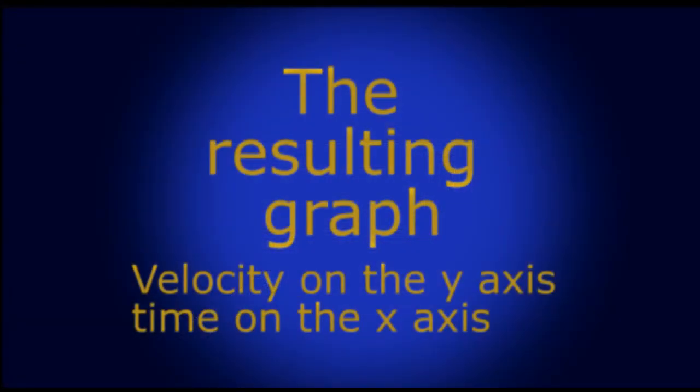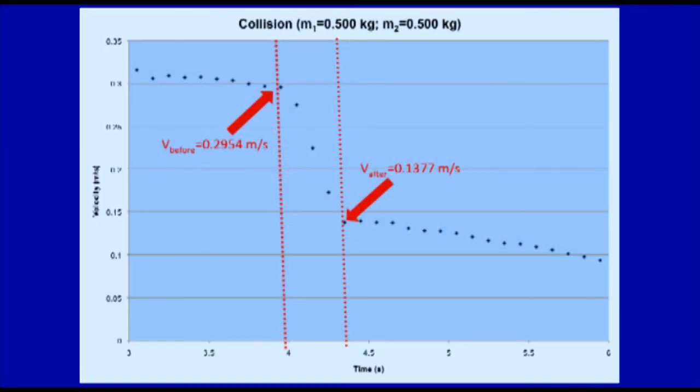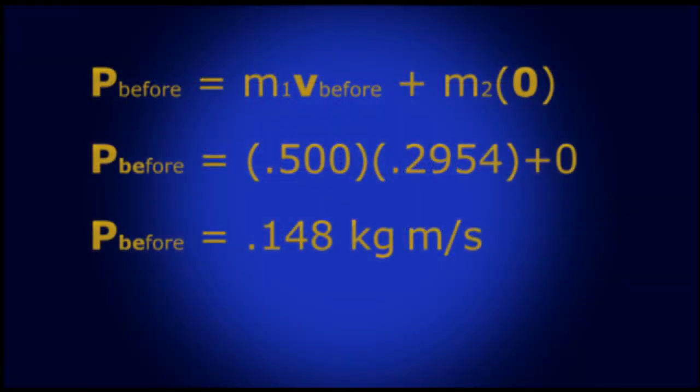Again, we will look at the velocity versus time data. As seen previously, we have the before, during, and after regions, and we select out the last before velocity and the first after velocity to use in our calculations. The before momentum is the mass of cart 1, half of a kilogram, multiplied by the before velocity of 0.2954 meters per second, giving a momentum of 0.148 kilogram meters per second.